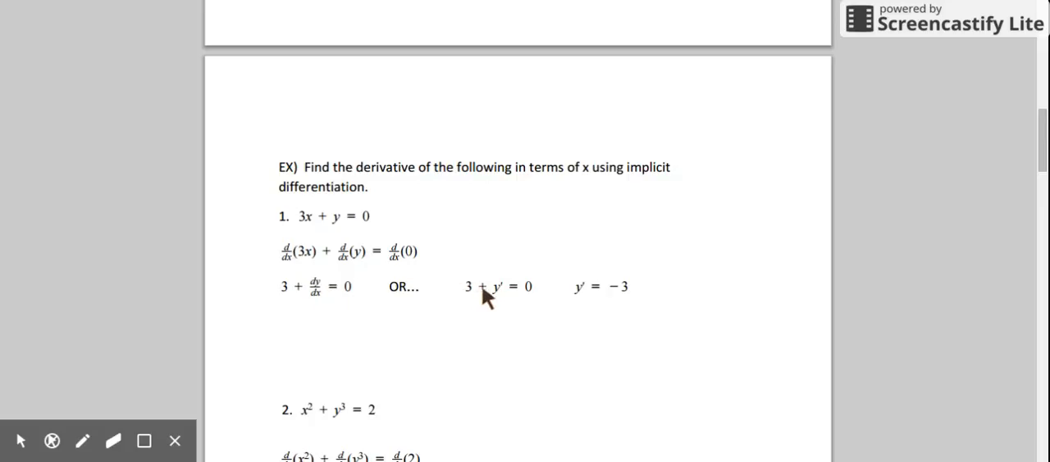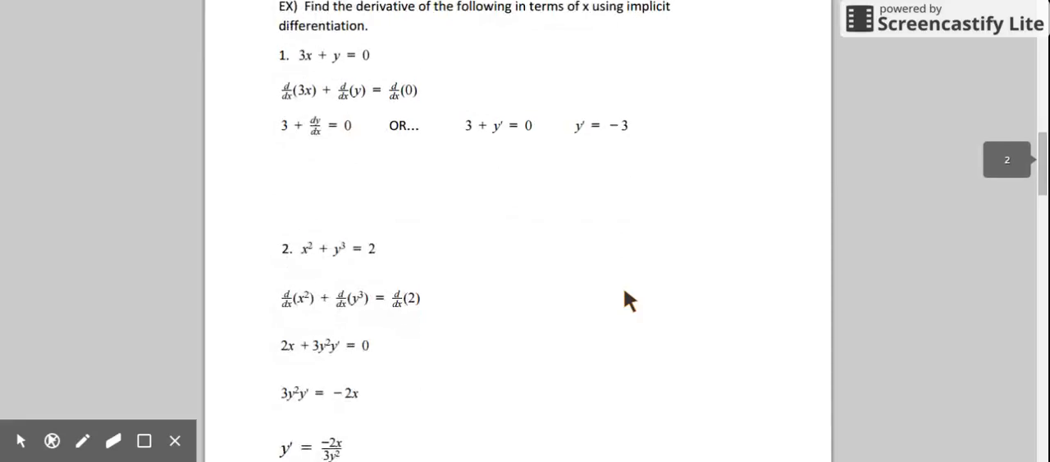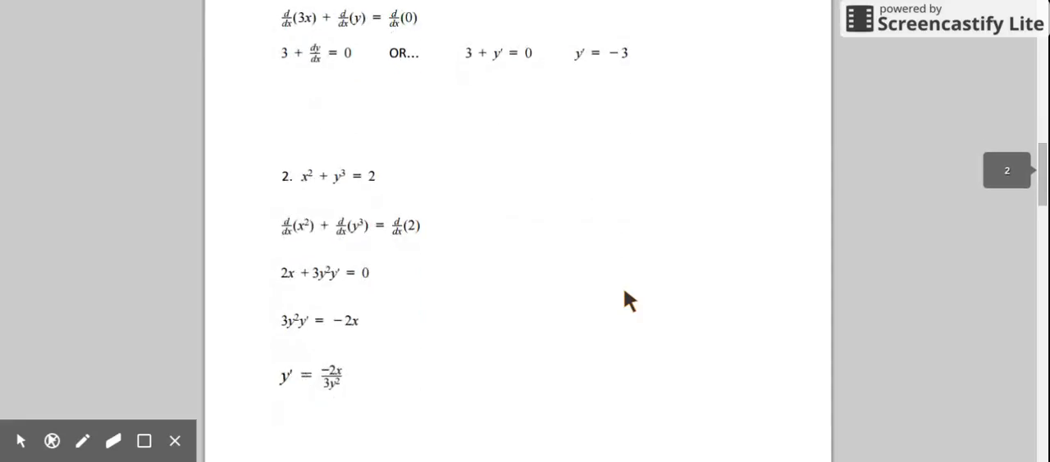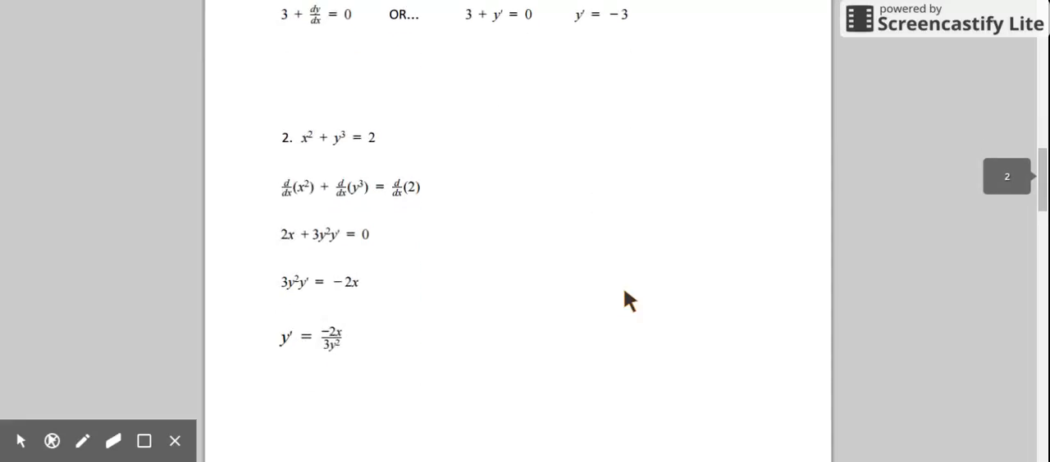So now that we have 3 plus the derivative of y equals 0, we can solve for the derivative of y by just subtracting 3 from both sides. And so the derivative of y with respect to x is negative 3. And we already knew that. If we subtracted 3x from both sides and found the derivative of negative 3x, we would get negative 3. However, you'll see in the following examples that solving explicitly is not so easy, and we want to be able to get better at differentiating implicitly.